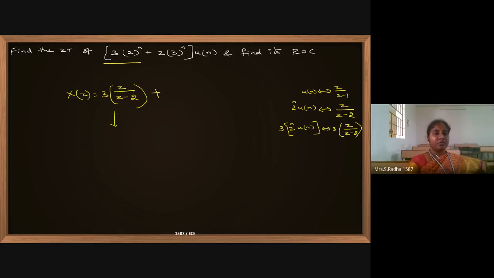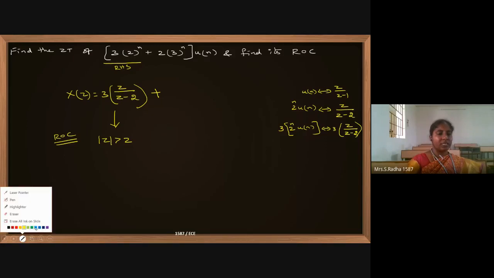For the first term, if you see, it is a right-handed signal because u of n is present. So mod z greater than 2 is the ROC for the first term. Now I will go to the second term.